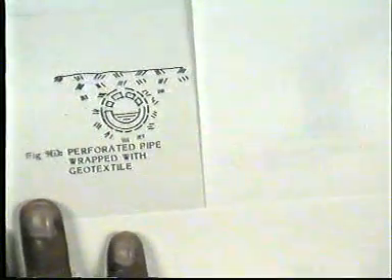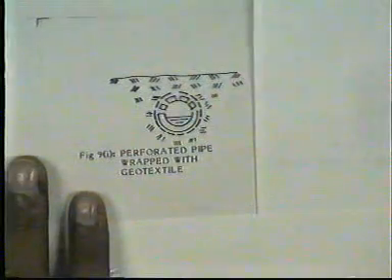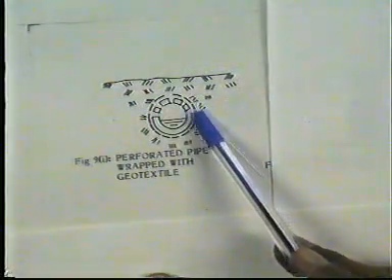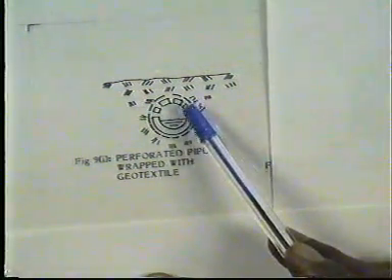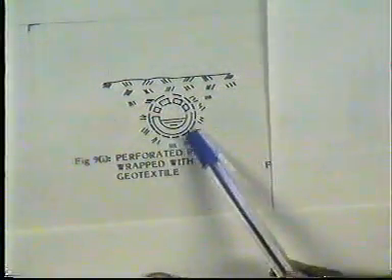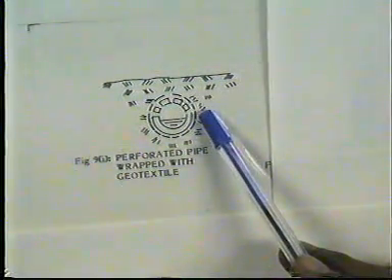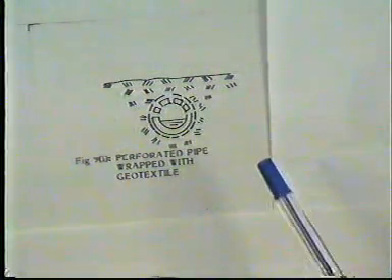There are some other areas where the geosynthetics material also acts as a drainage. This is a perforated pipe, and this is also wrapped with the geotextile material. Here the geosynthetics material also acts as a filtration.